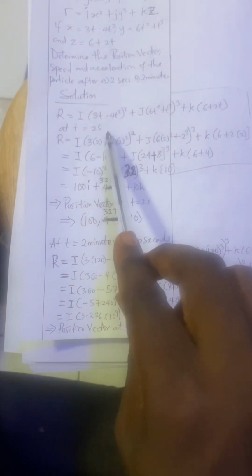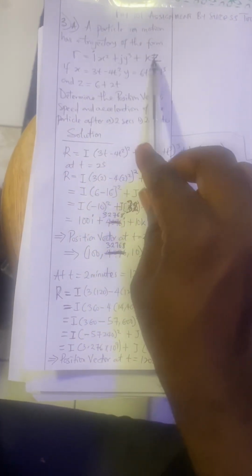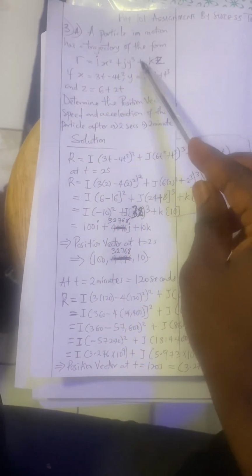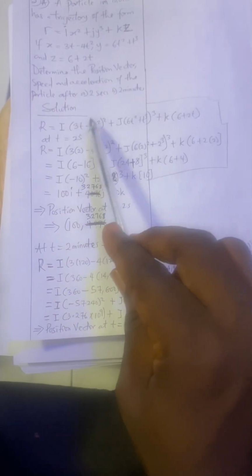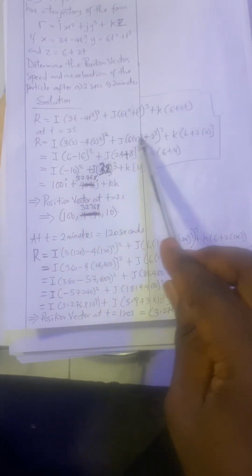And at t equals 2 seconds. So this r represents position already. But the question is to determine the position vector, speed, and acceleration. I've taught this. If you watch my video on chapter 2 on kinematics, this is a displacement equation or a position equation. Another name for position means displacement. So this is already a displacement or position equation. I just need to replace my x, y, and z, which I did. And at t equals 2 seconds, anywhere I see t, I put 2 seconds.